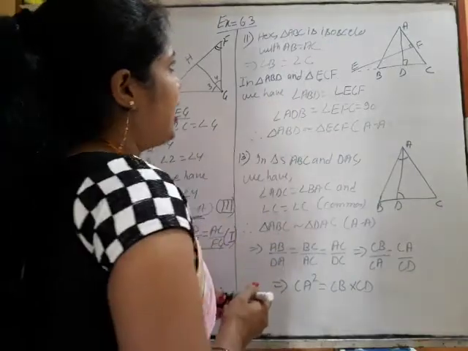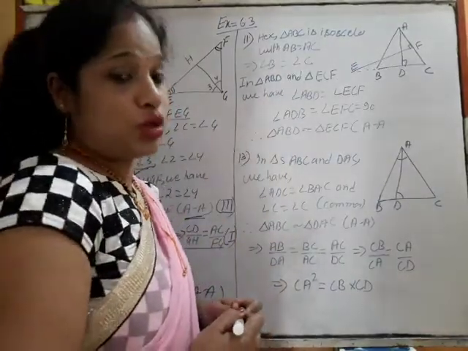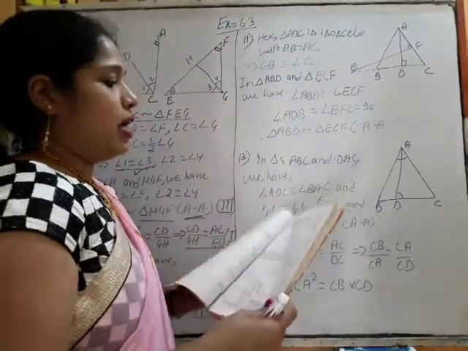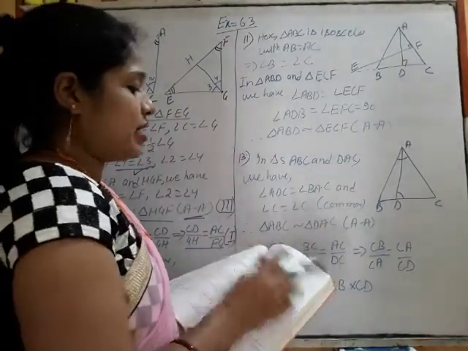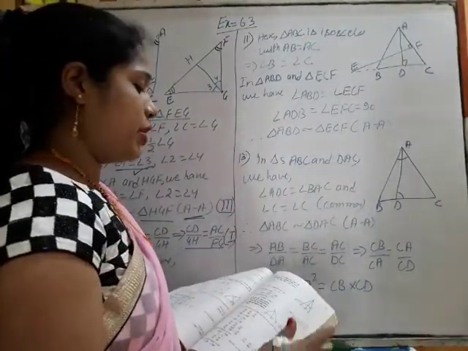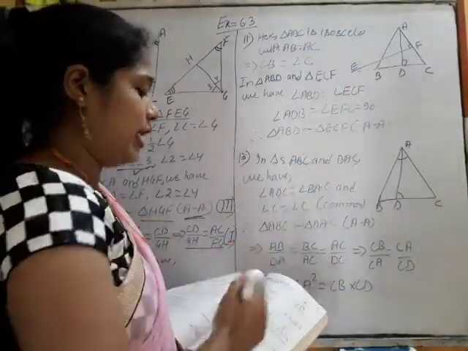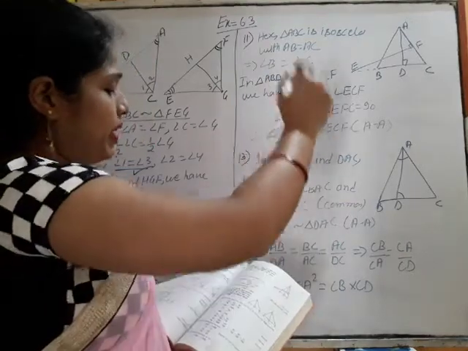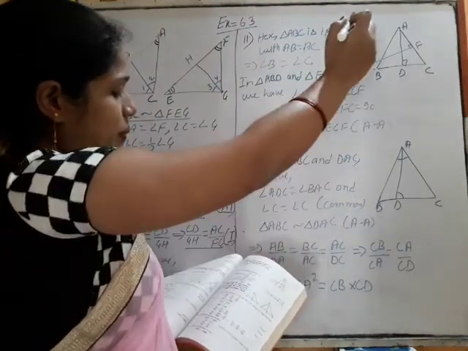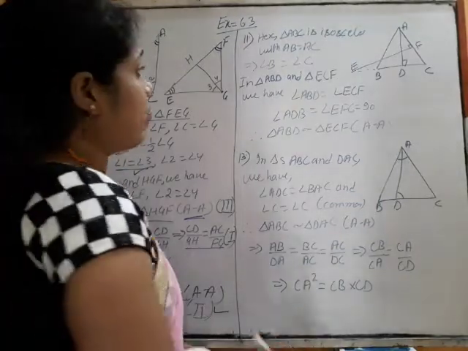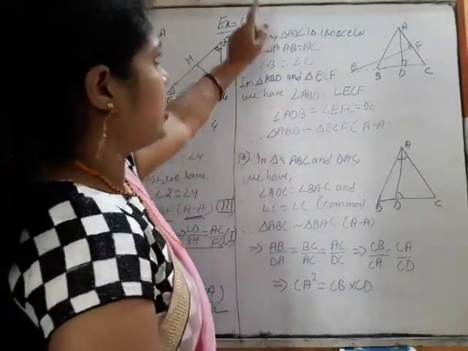Next question, here ABC is an isosceles triangle. Question number 11. In the figure, E is a point on the side CB produced of an isosceles triangle ABC with AB and AC equal. If AD is perpendicular to BC and EF is perpendicular to AC, prove that ABD is similar to ECF.